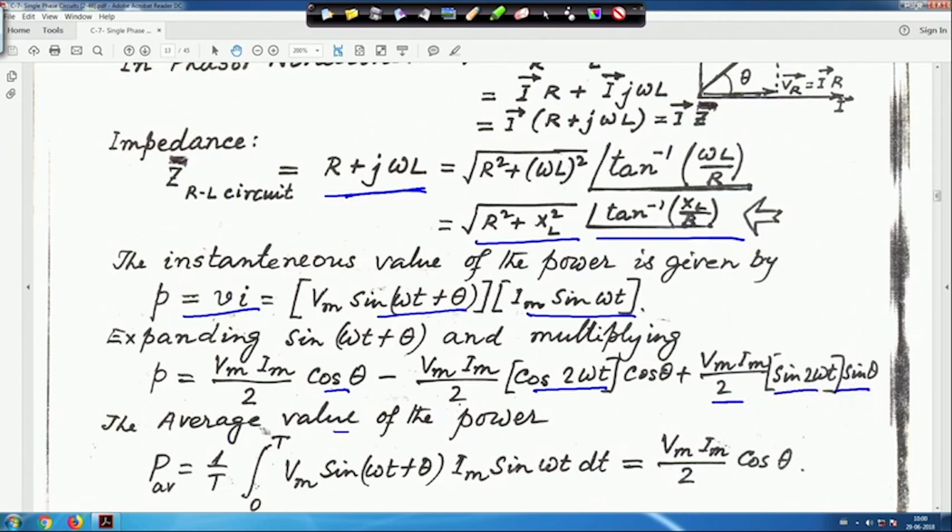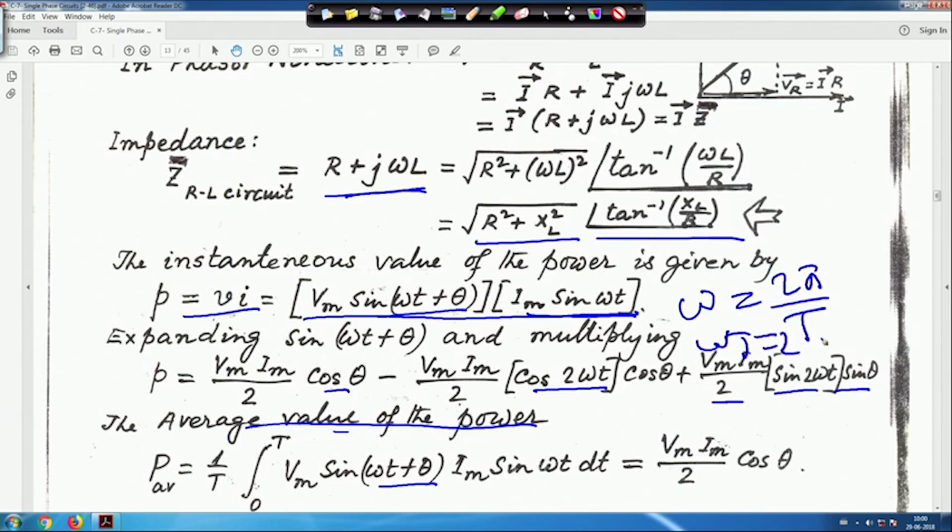Now, the average value of the power is 1 upon T, integral from 0 to T, of Vm sin(ωt + θ) into Im sin ωt dt, that means this expression. We put it directly, and if you integrate it, you will use the relationship ω = 2π by T, that means ωT will be equal to 2π. If you do so, the integral will become Vm Im upon 2 cos θ.